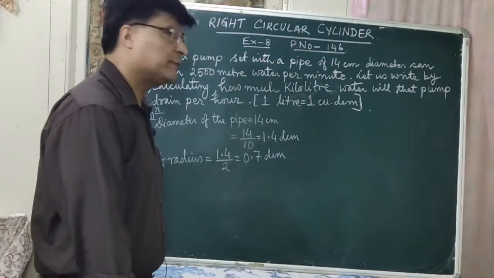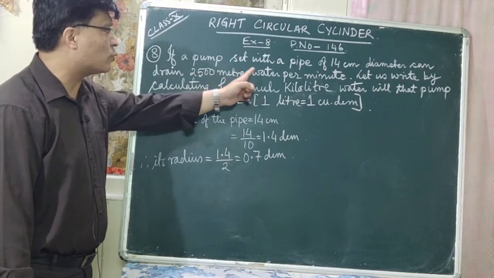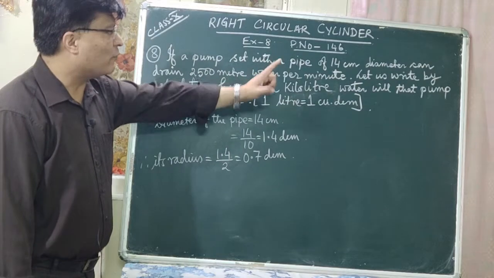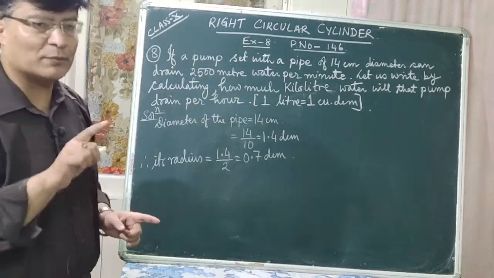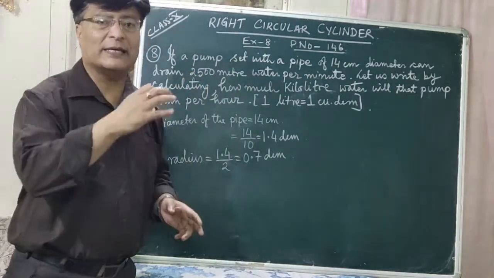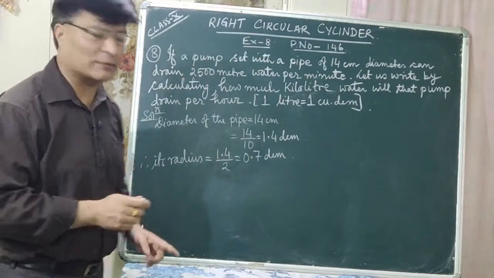So next, I already told you that this 2500 meters water per minute, the pump set with a pipe of 14 centimeter can drain 2500 meters water per minute. If it can drain 2500 meters in one hour, then we suppose this 2500 meters as the height of the pipe.